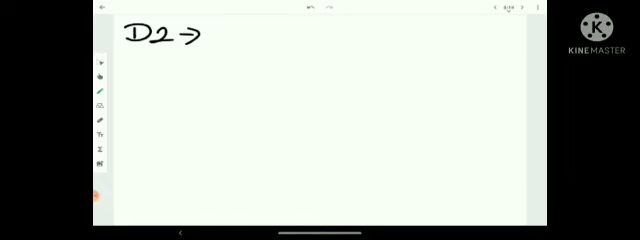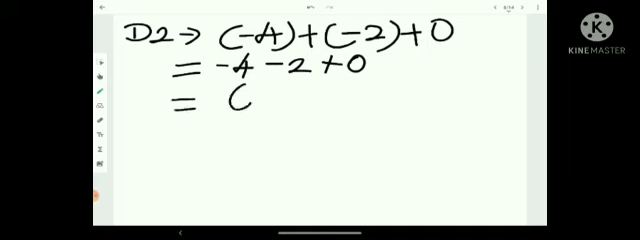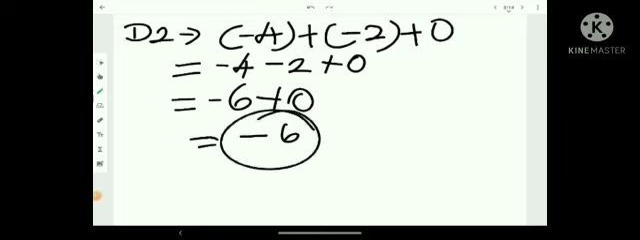So diagonal 2, I think minus 4 plus minus 2 plus 0. So here minus 4 plus minus minus 2 plus 0. So minus minus plus, so 6. That is minus 6 plus 0. Minus 6 plus 0 is, as the number is, minus 6. Okay, so here all the sums are 0 only except this minus 6. So if even one number is different, it's not a magic square.